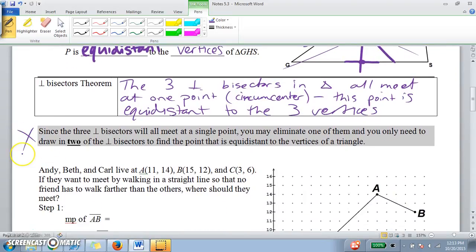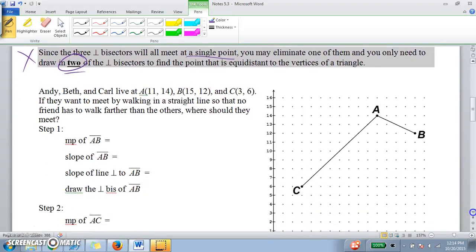All right, so since the three perpendicular bisectors will all meet at a single point, we really only need to find two of them, because the third one is going to hit the other two at the same point that the first two hit. So we really only need to find two of them to find that point that's equidistant between the three corners of the triangle.